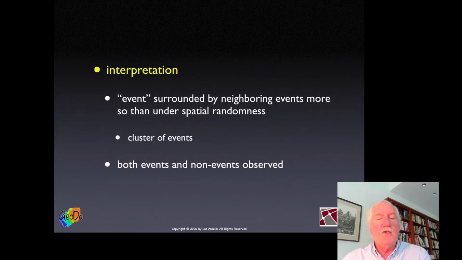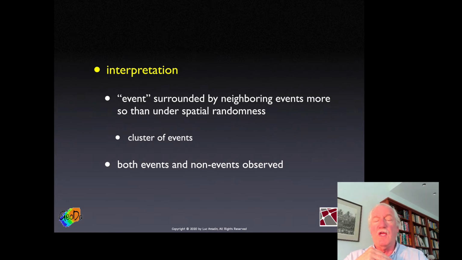Okay, the interpretation is actually quite tricky because you have to think about what is going on here. First of all, as I mentioned a couple of times now, it only works for locations where you have something, an event, let's call it. And then you're interested in finding out, is this event surrounded by other events like it, more so than would be the case under randomness? So we are looking for clusters of events. And in contrast to the point pattern setup, we observe both the events and the non-events.